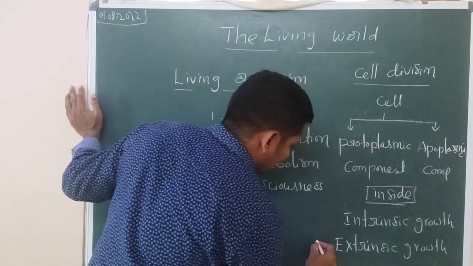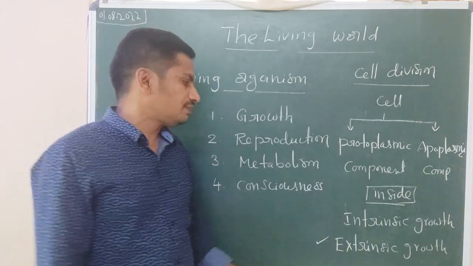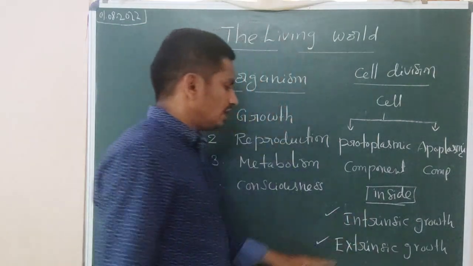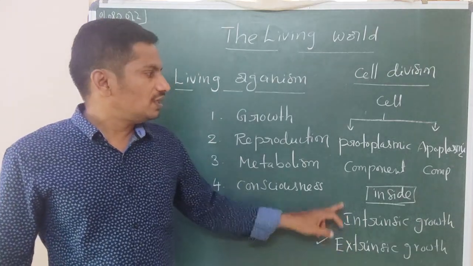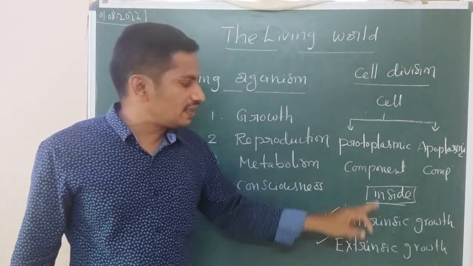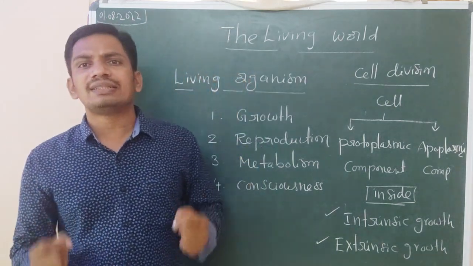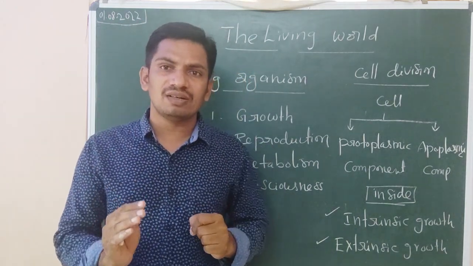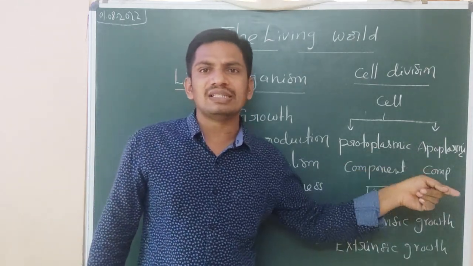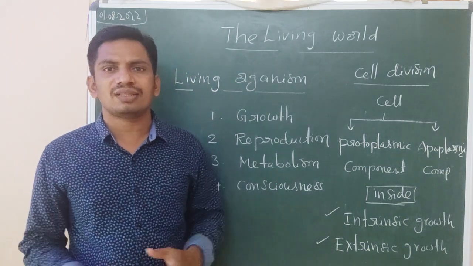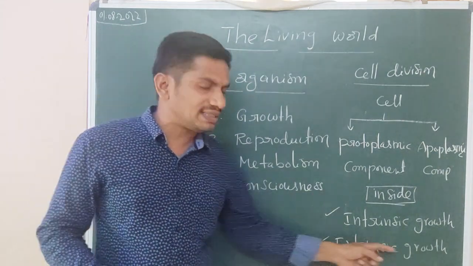Extrinsic growth we can notice in non-living organisms, whereas intrinsic growth we notice in living organisms. So growth we can find in both living and non-living things. We can't say only living things can grow, that's wrong, because non-living things also show growth. An example is mountains and boulders, big boulders, they can show growth.